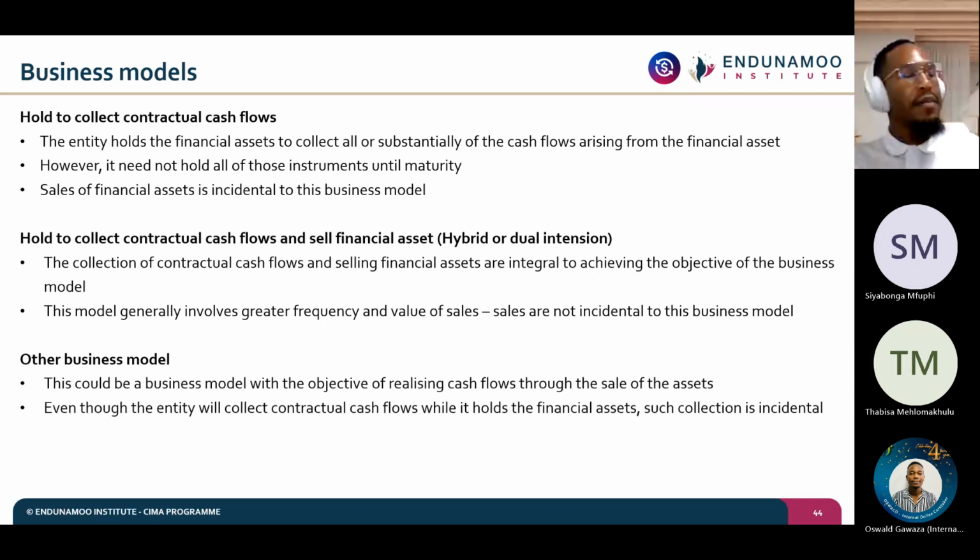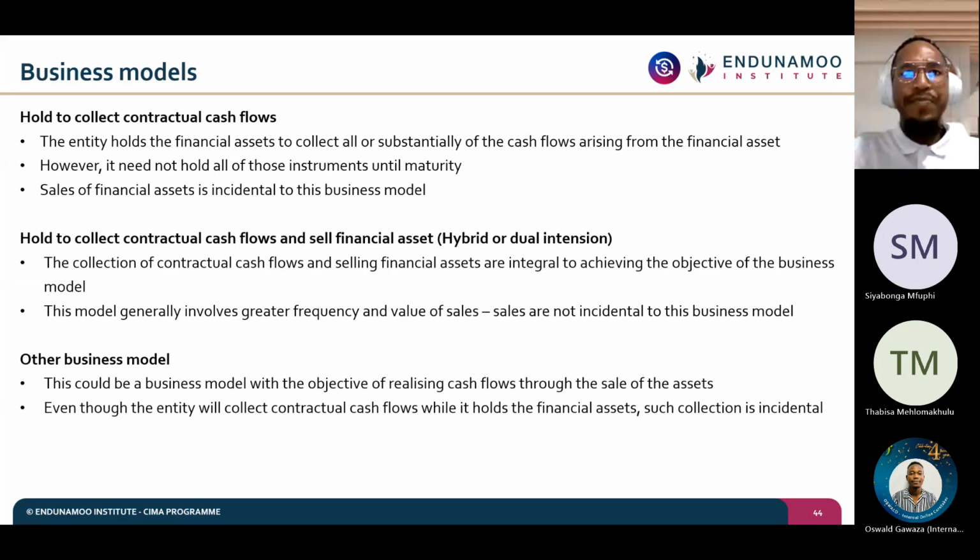Then there is another business model, being a hybrid or dual intention business model, where you are holding the financial assets to collect the contractual cash flows and to also sell. So we're not saying we're prioritizing the collection of cash flows over the sale. Both can happen at any time. The entity says, whichever realizes a better cash flow position for us is what we'll go for. If in our assessment at the end of this year, collecting the cash flows from holding them is what's better, we're going to keep collecting them. But if there's an opportunity for us to realize better cash flows, then we're going to sell them.